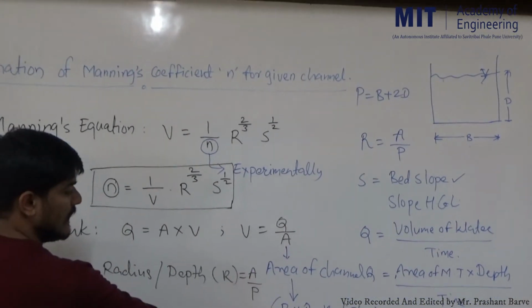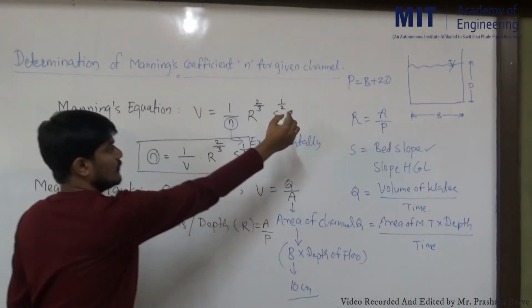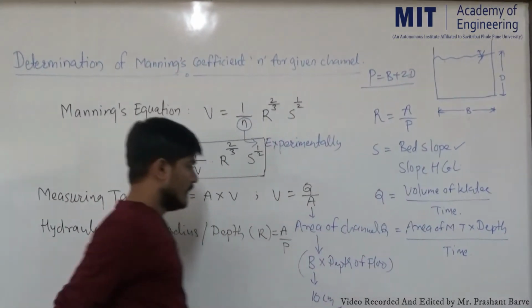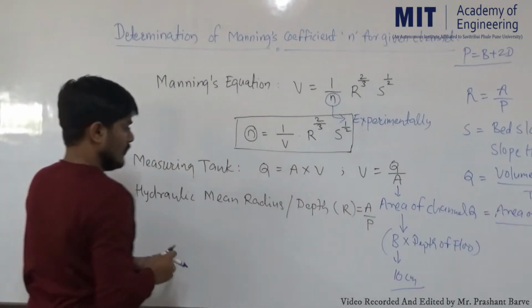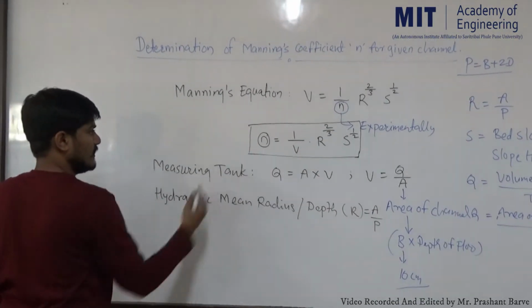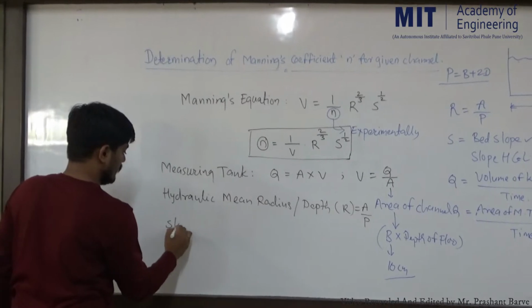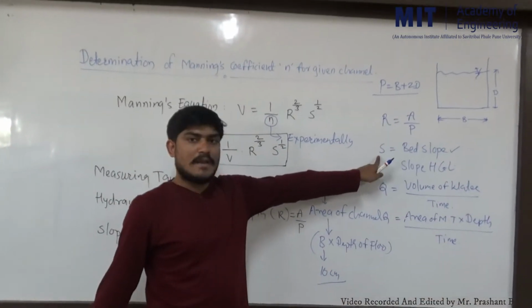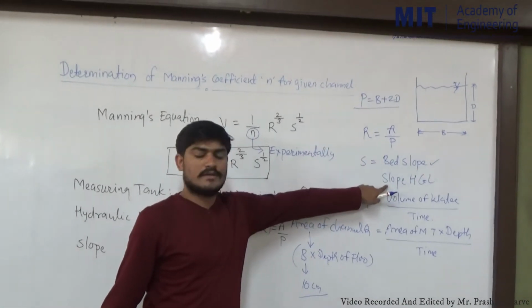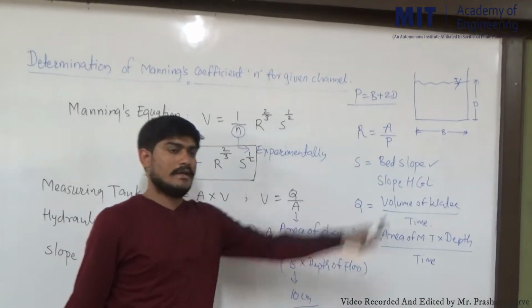So the area I have already calculated, and P I can calculate by following this equation. So R I can easily determine. And what about the slope? It is the last remaining parameter in this equation. Slope is nothing but, again, I have written there. This slope can be the bed slope, or we can refer to it as the slope of the hydraulic gradient line.